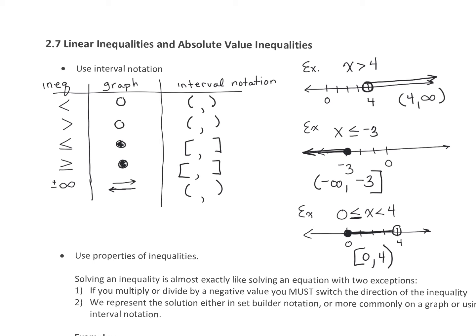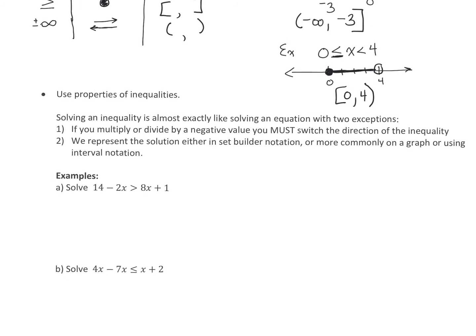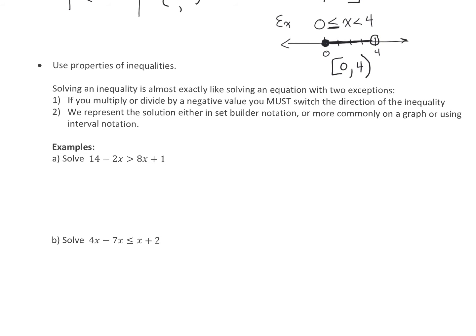So when we solve any inequality, there's really only a couple of differences than solving an equation. The first is if you multiply or divide by a negative value, you have to switch the direction of the inequality. We'll do some examples in a minute. And then second, we don't get x equals 4. We might get x is greater than 4 or less than or equal to 4. So we're going to represent our solution either in what's called set builder notation, which is not very common, or more commonly on a graph or using what we just talked about, interval notation.